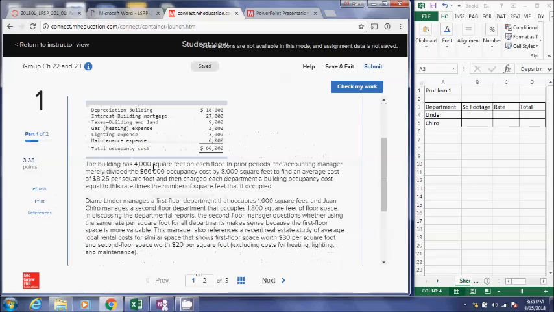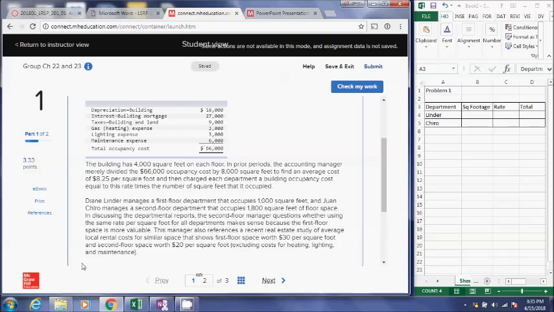It says the building has 4,000 square feet on each floor. In prior periods, the accounting manager merely divided the $66,000 of occupancy cost by the 8,000 square feet to find an average cost of $8.25 per square foot. Okay, well, that sounds kind of easy.